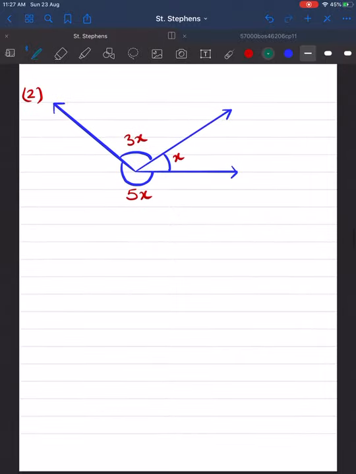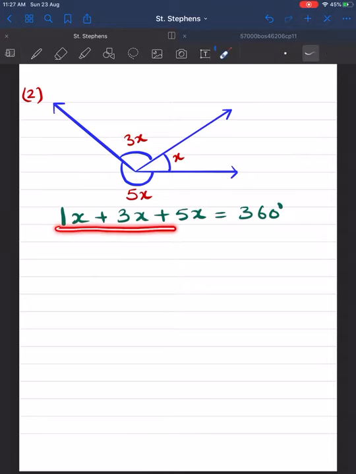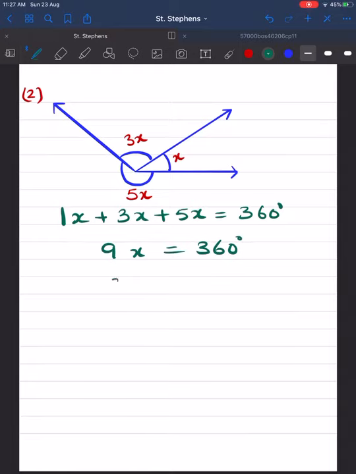Now in the second figure, we observe that all the three angles together make a complete angle. So here we have x plus 3x plus 5x is equal to 360 degree. x means 1x. Now let's add 1x plus 3x plus 5x. We get 9x is equal to 360 degree. Now here 9 is being multiplied by x. So when we transpose 9 to the other side, it will get divided.